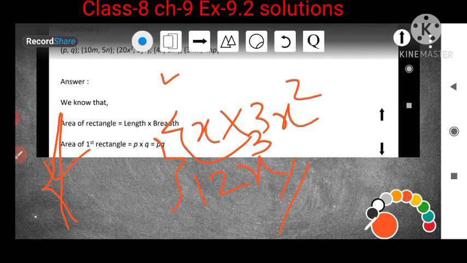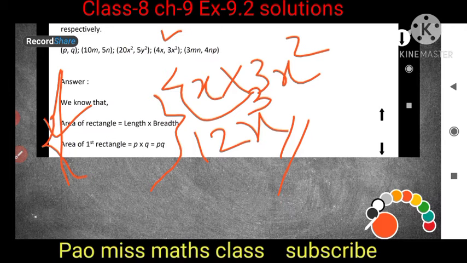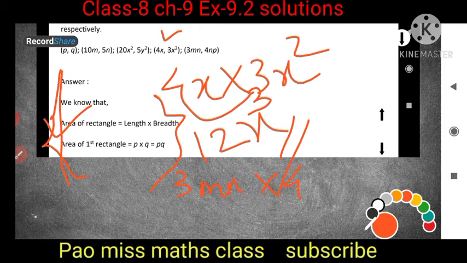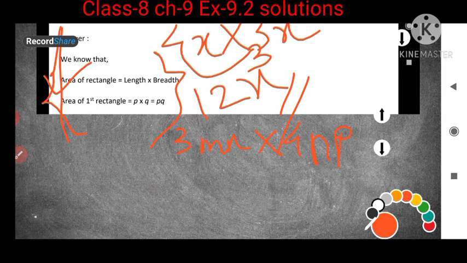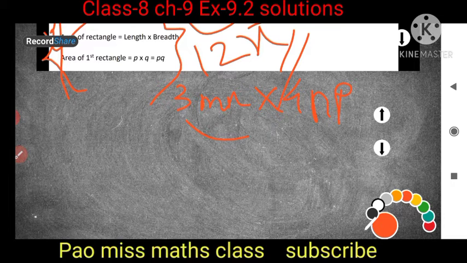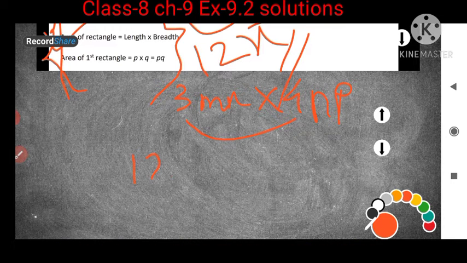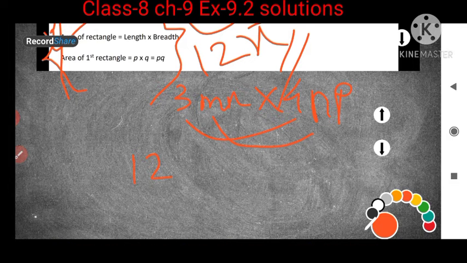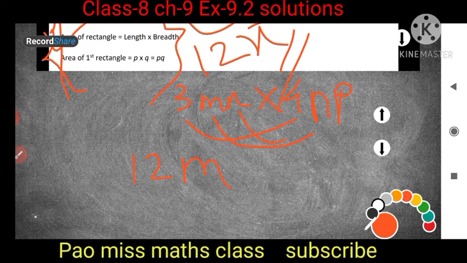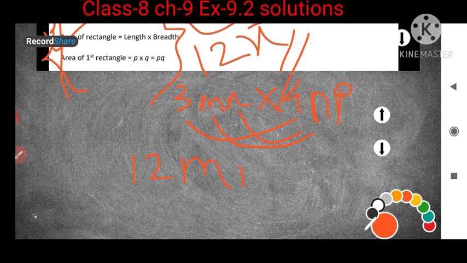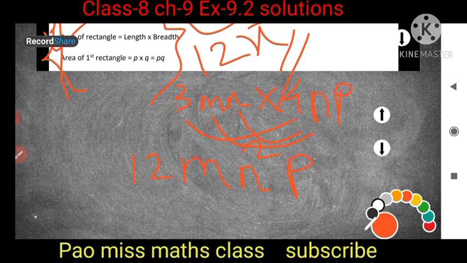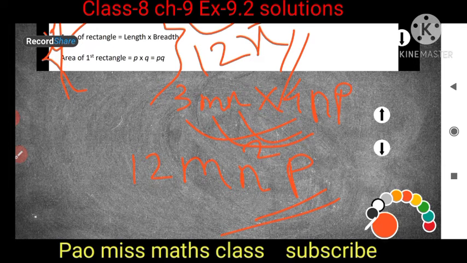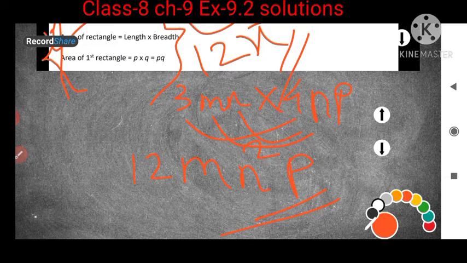The last one is given, the fifth rectangle: 3mn multiplied with 4np. The numbers get multiplied, so 3 into 4 is 12. Only one m is there, so one m will remain. If n and n multiply, it becomes n square. There is 1 p, so p will remain the same. So the area of the fifth rectangle is 12 m n square p. Hope you have understood.